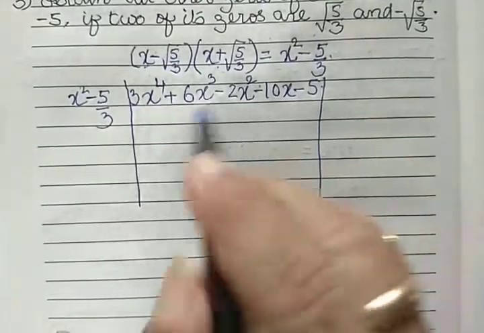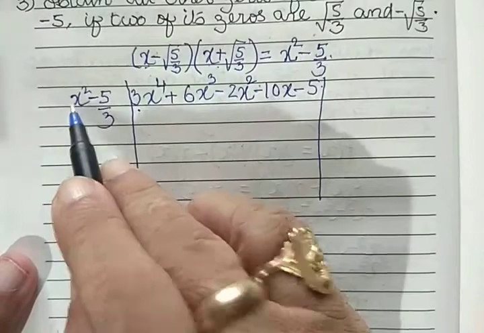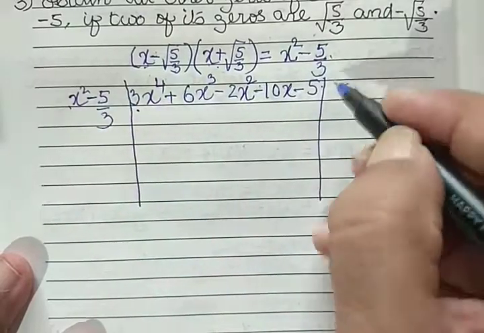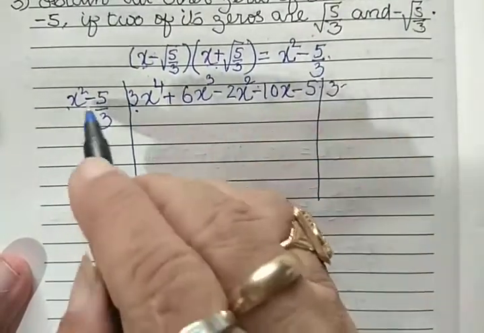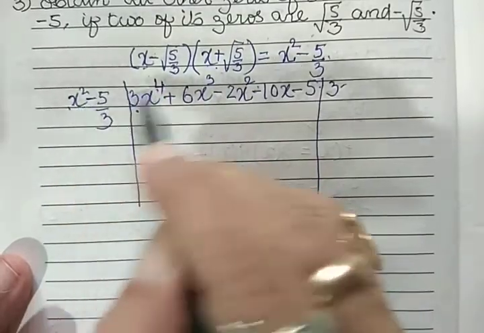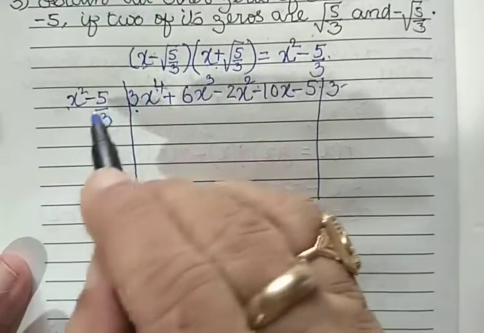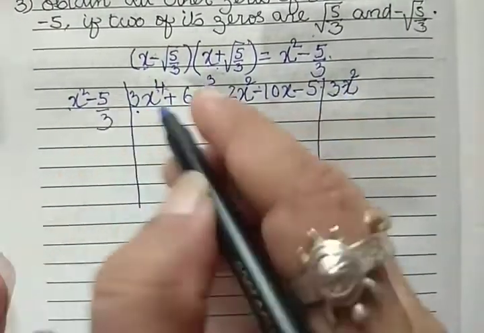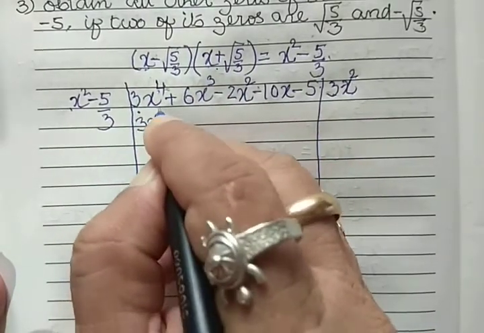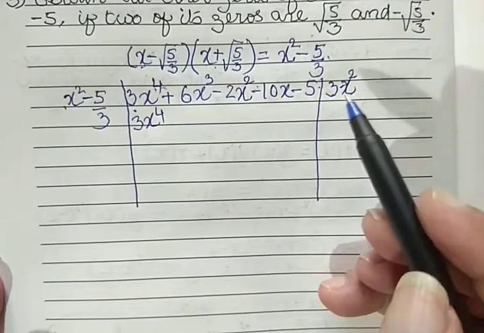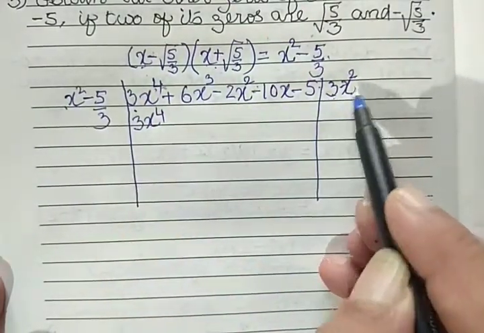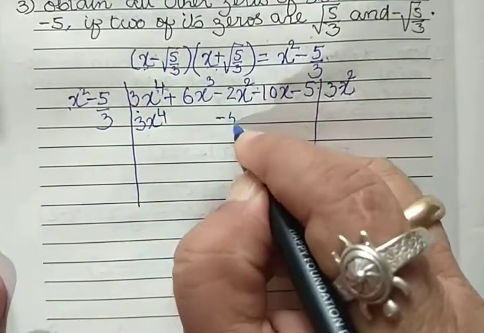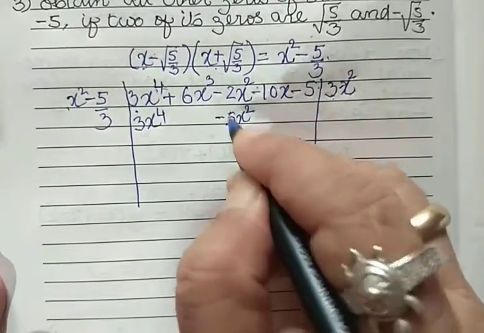Clear? So here you have plus and here plus. So sign is plus. Number 3. Here no number, so number should be 3 here. Here x to the power of 4, here x square. What is the difference of power? 2. That means x square. You have to multiply by 3x square. 3x square into x square, 3x to the power of 4. Clear? Minus 5 by 3 into 3x square, 3 cancels, minus 5x square.